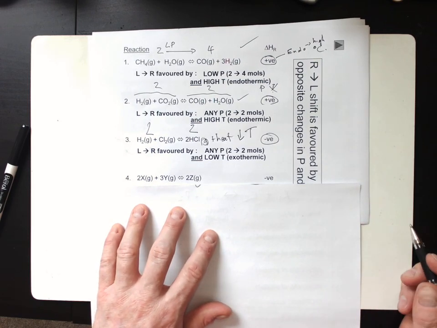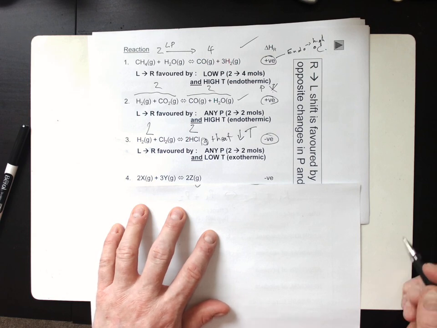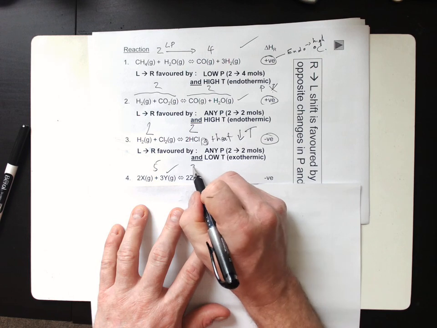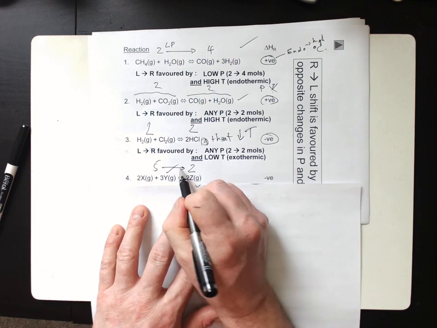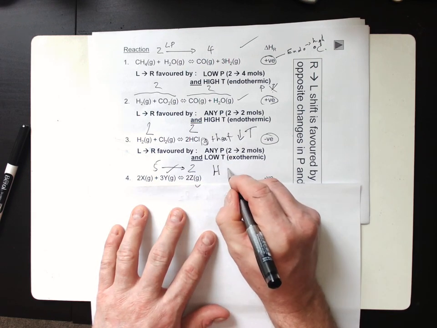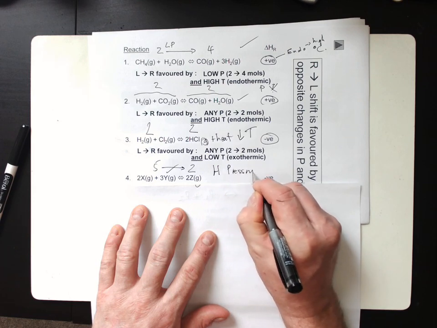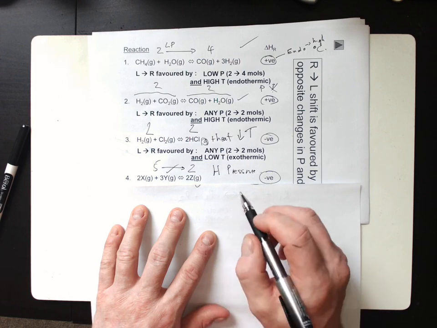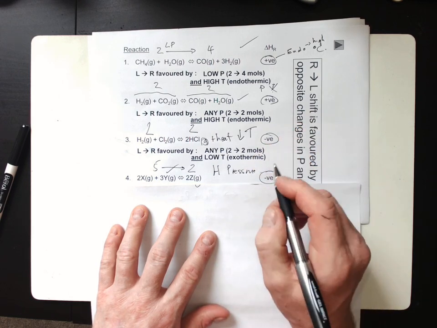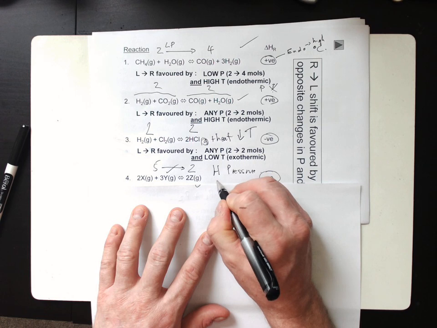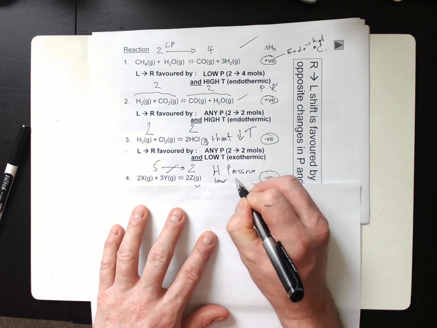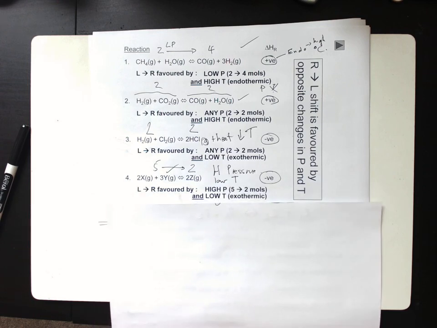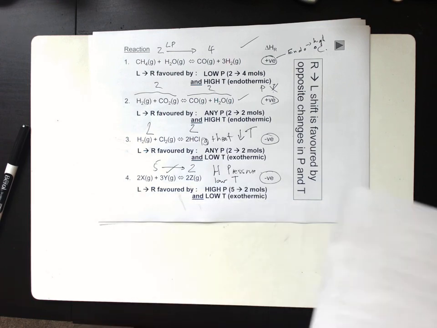Okay, so again you can pause the video. So this time we have 5 moles of gas, they're all gases, so that's fine, and we have 2 moles of gas on this side, so we're going 5 down to 2, so this time we're going to go for a high pressure. Okay, and then we've got a negative, which means it's an exothermic reaction. So if we have an exothermic reaction, that means that we run it again at a low temperature to force it towards the exothermic side. Okay, right, hopefully you get those.